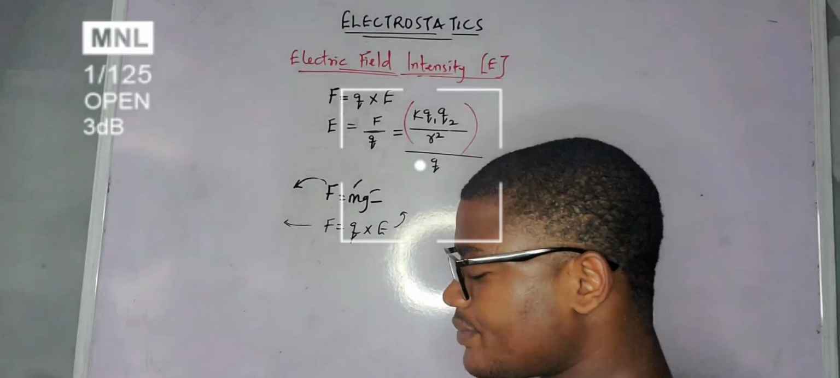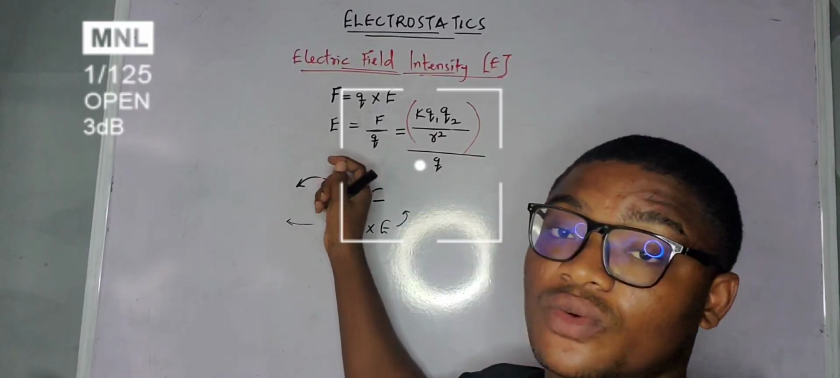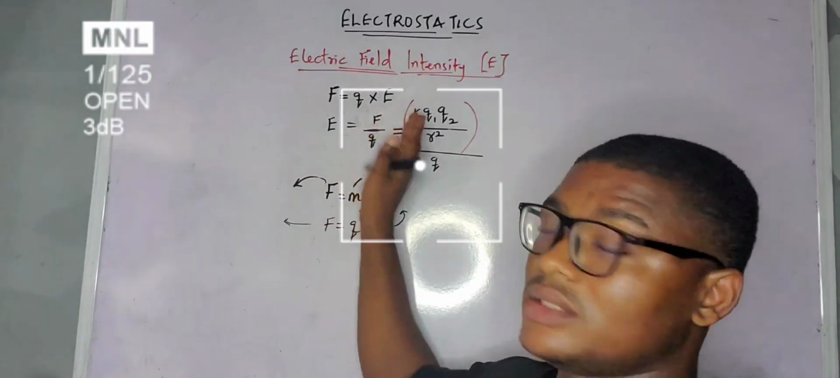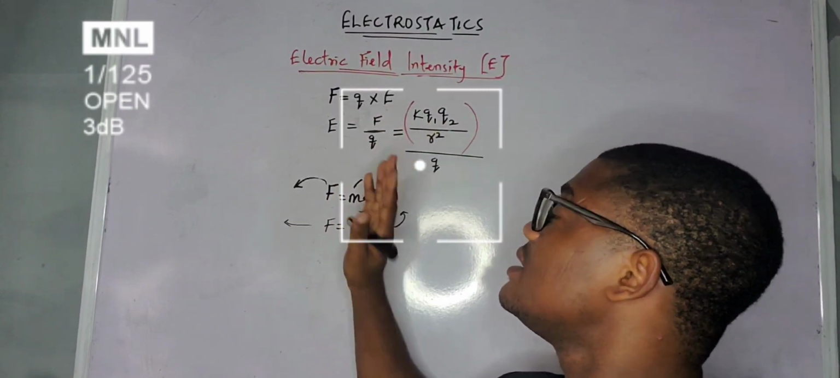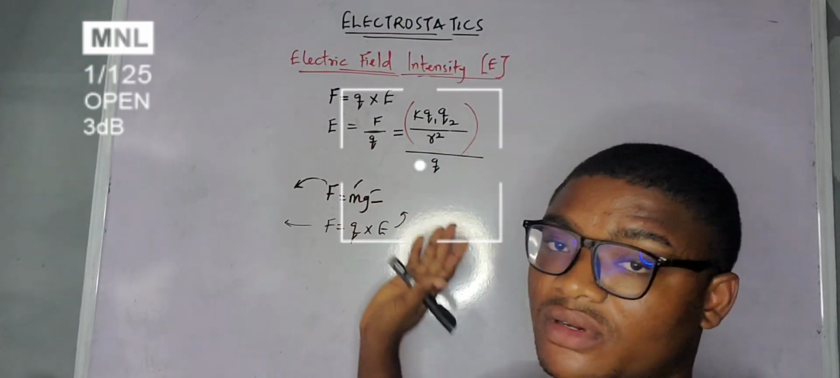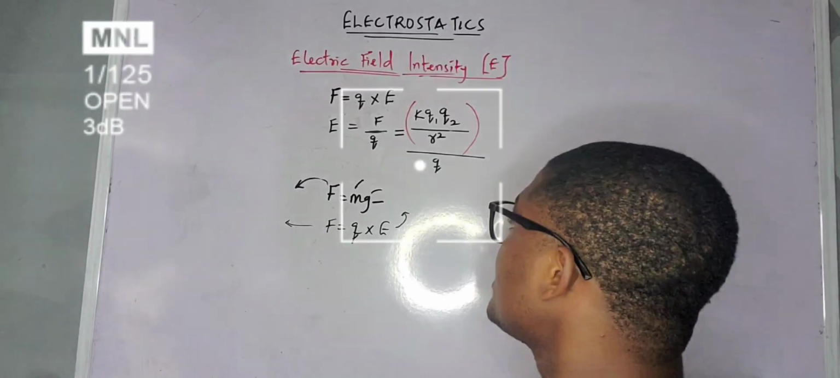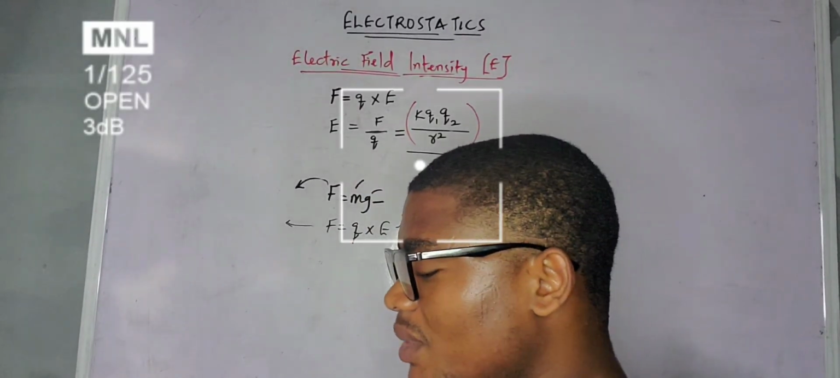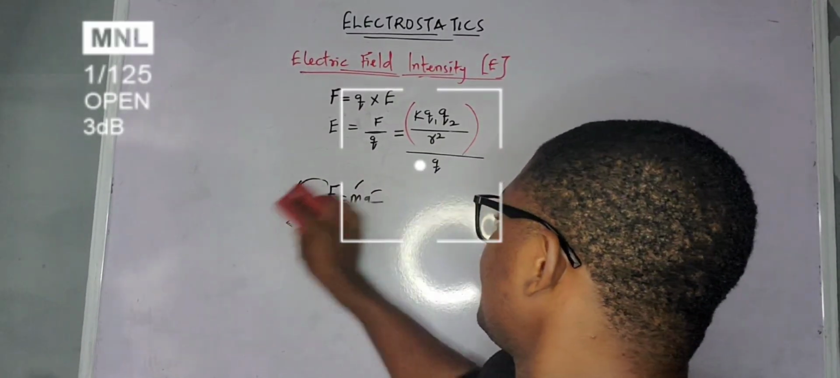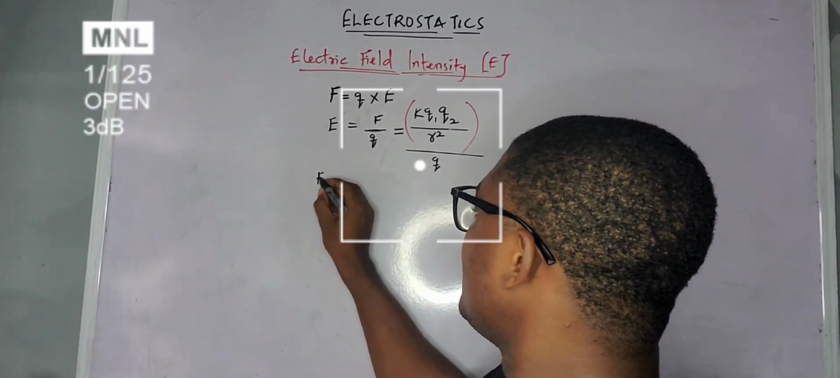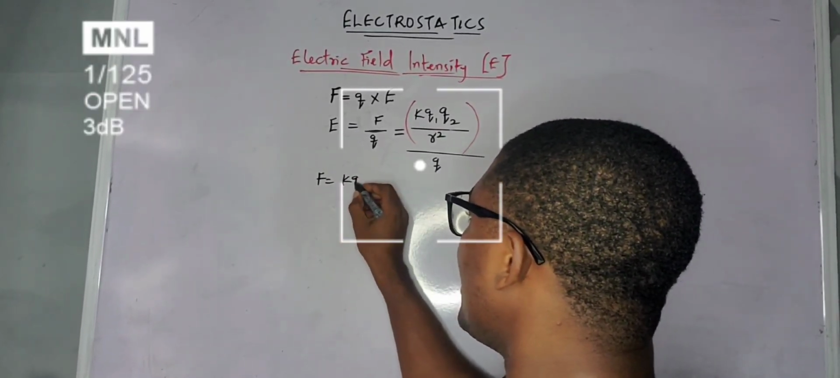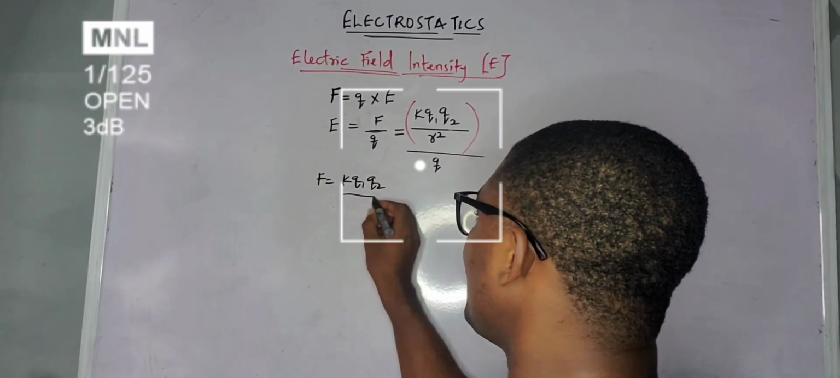Now let us pick it there. We are going to say the force equal to charge times E, making E the subject of the formula, which is the electric field intensity. You have E equal to F over Q. If you pick it from that point, don't forget the formula of electric force. The formula of electric force is F equal to K Q1 Q2 over R squared.